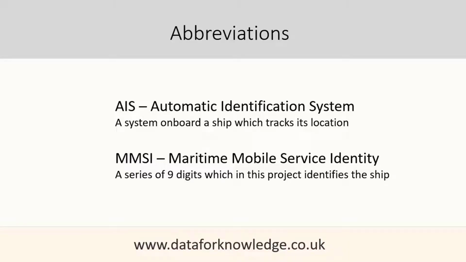So what is AIS? AIS is a system on board a ship which tracks its location. Another term I will use in this video is MMSI, which stands for Maritime Mobile Service Identity, and it is a series of 9 digits which in this project identifies the ship.